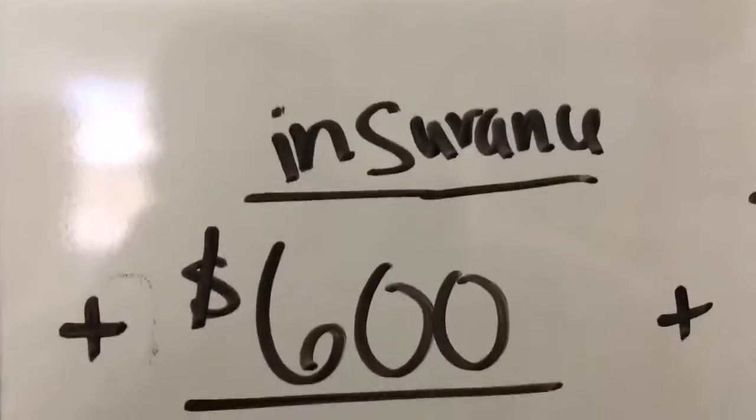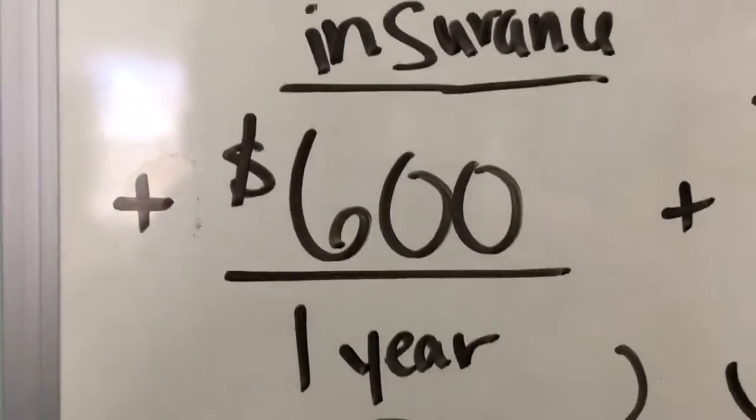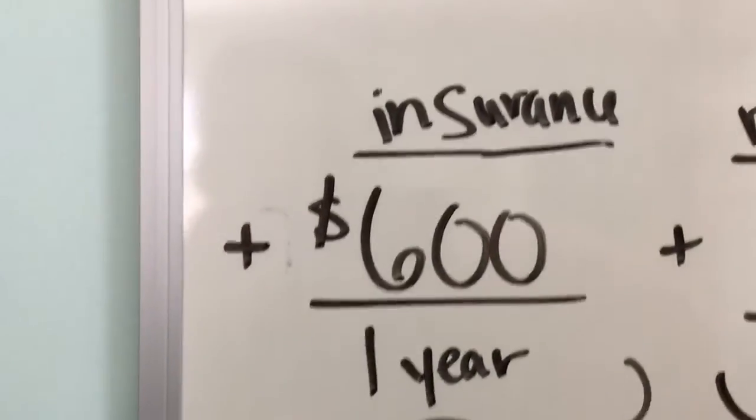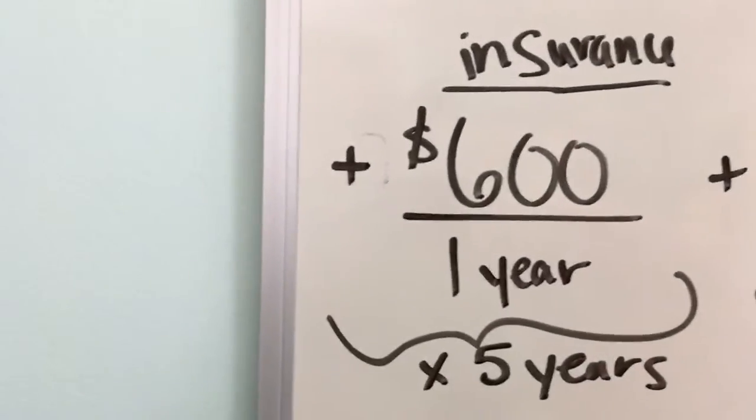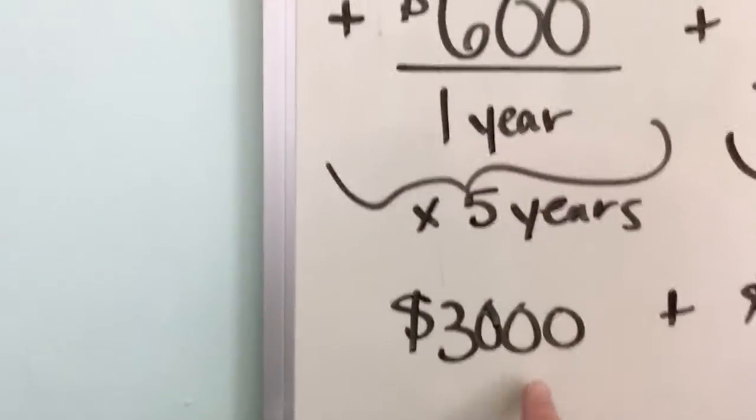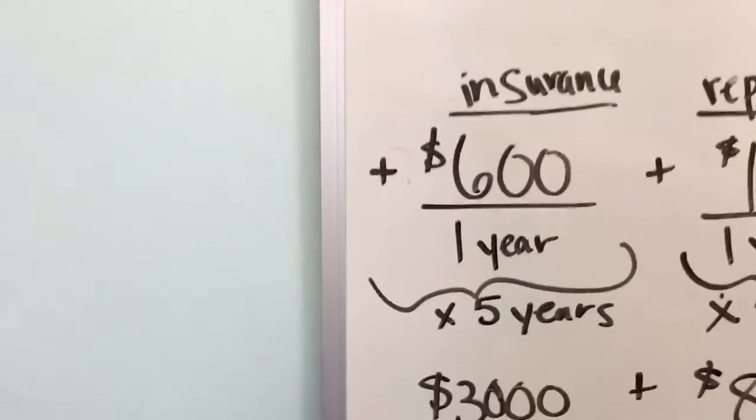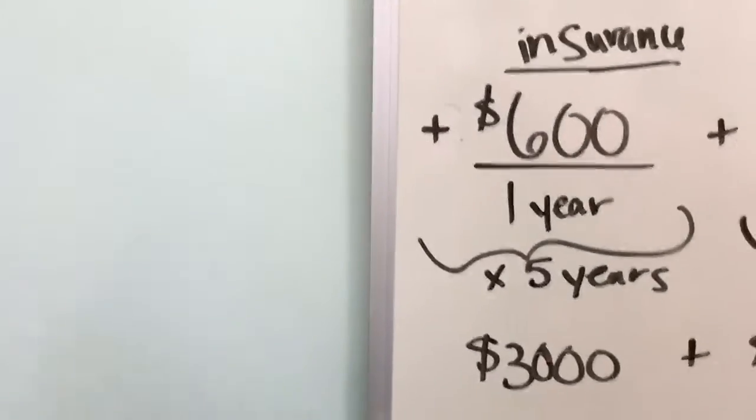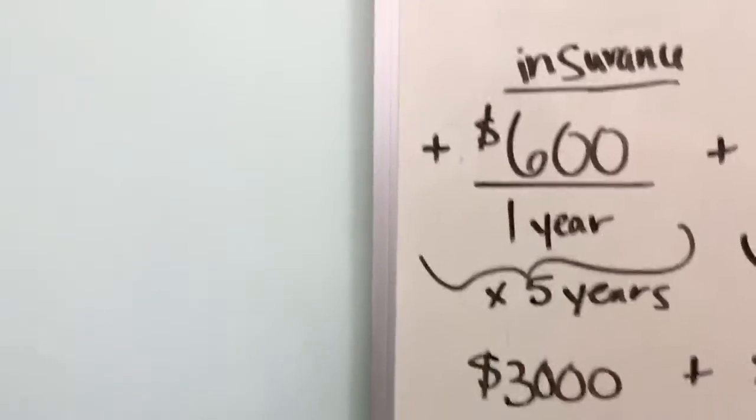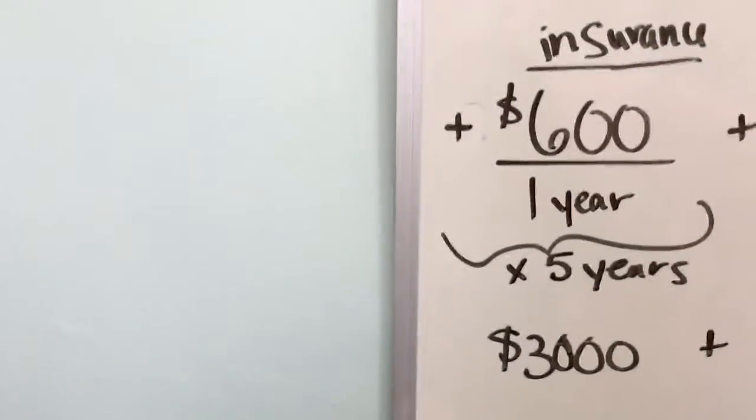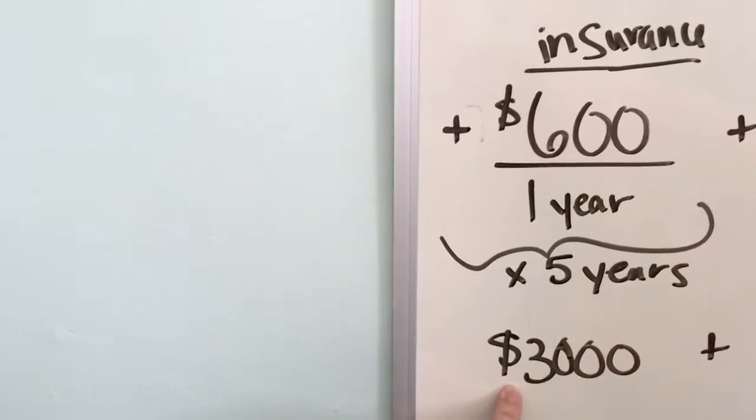They told us that insurance costs $600 per year. So we're going to have to take that number and multiply it by 5. And that will give you $3,000. So when you drive a car, not only does it cost you money with gas, right? You have to actually fuel the car so it can drive, but you also have to pay insurance on the car. So that number will be the cost for the insurance for 5 total years.